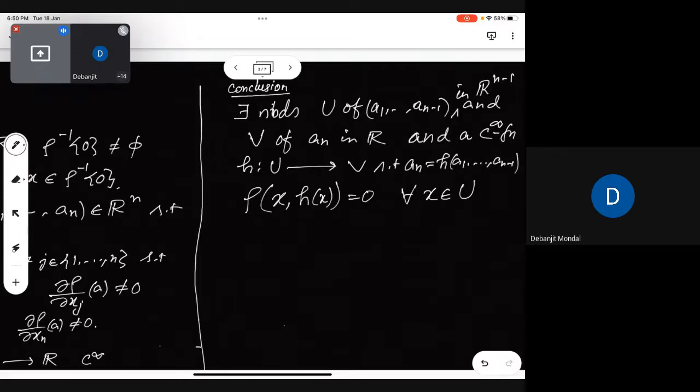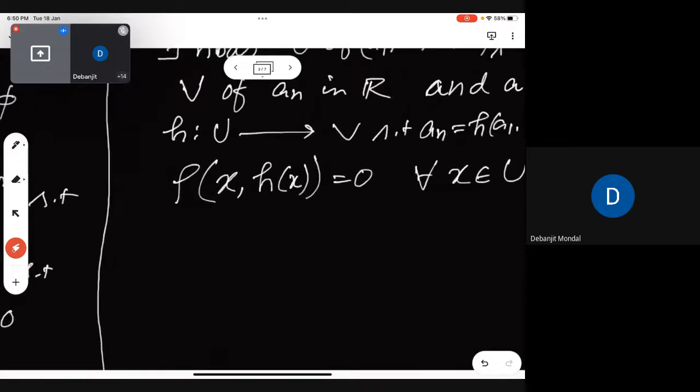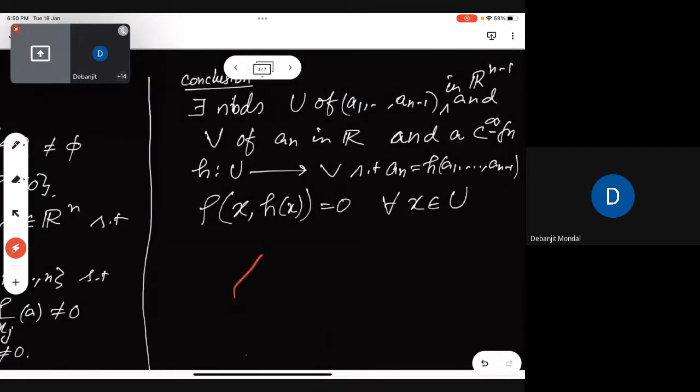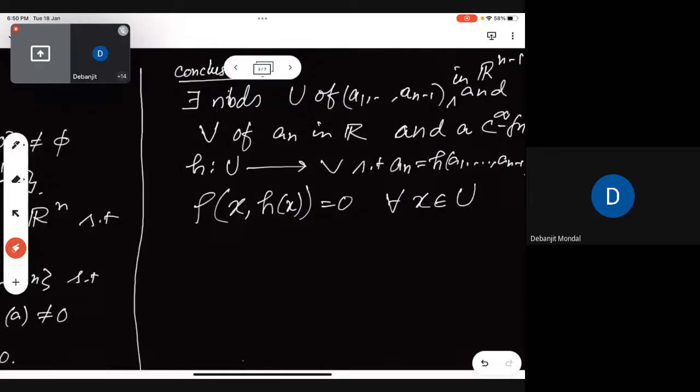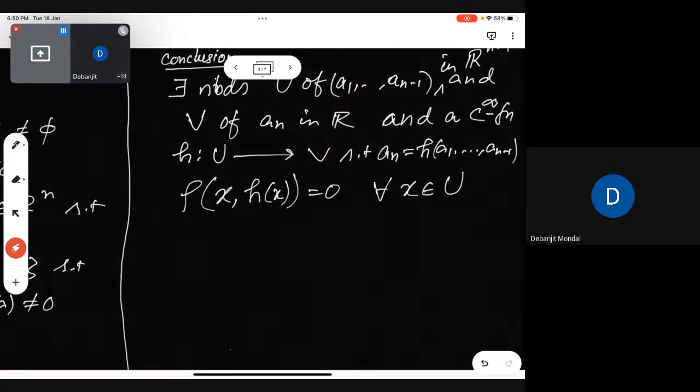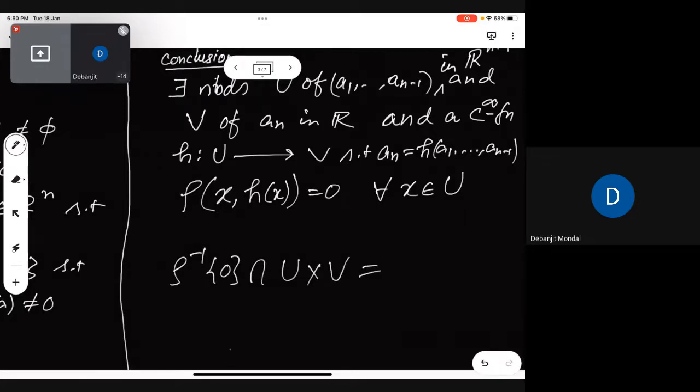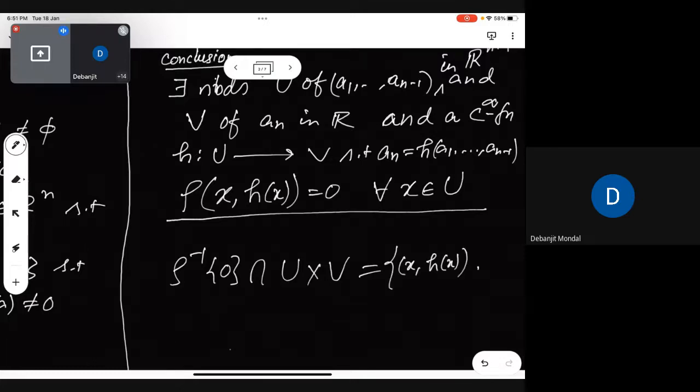So this is a very basic thing, but this is important. This is what is very important to remember, and you will see a lot of use of it even later. This is what we get. Now what we want to see is rho inverse 0, as before. Rho inverse 0 intersection U cross V is what? This is the conclusion of the implicit function theorem in our case. So this is x comma h of x, where x is in U.